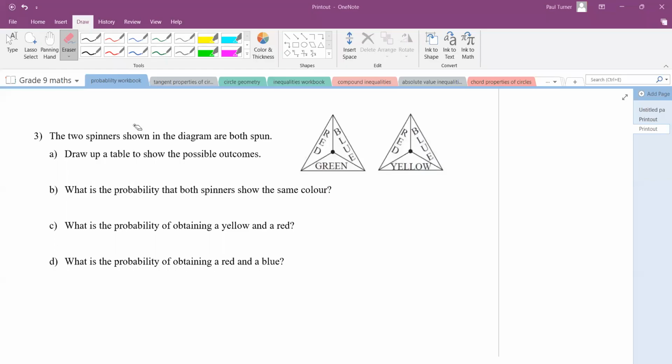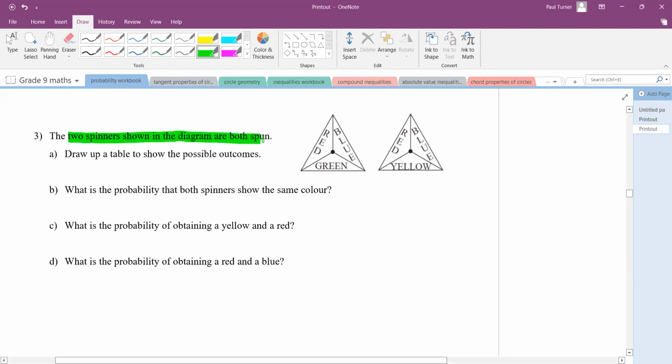Right, so for question 3 here, we have 2 spinners shown in the diagram, and we spin both of them. So look at the colors. We've got red, blue, green on the first spinner and red, blue, yellow on the second one. So let's label that as spinner 1 and spinner 2. And we'll make a table first because that's what we're required to do here.